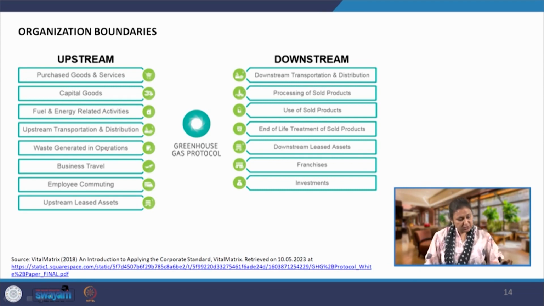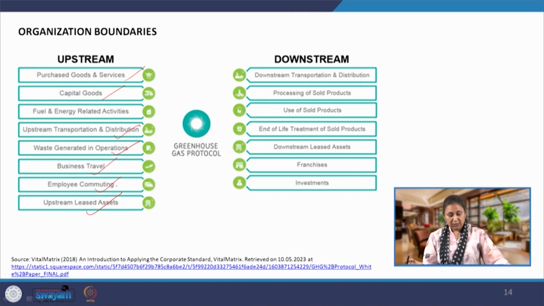All the purchased goods and services, the capital goods, the fuel and energy related activities, the upstream transportation and distribution, the waste which is generated in the operations and hence requiring a treatment, the travel for businesses, the employee commuting which we have just talked about, the upstream leased assets, it is all in the upstream side of the value chain.